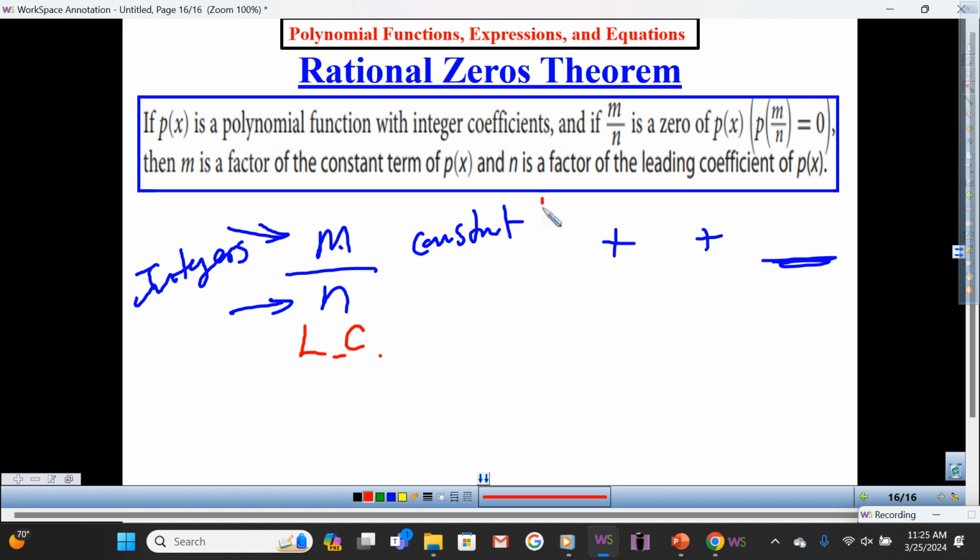Remind your neighbor what LC stands for. What does LC stand for? Very good. Leading coefficient. And what else does it say? It says that they're going to have all factors for those two. So for the sake of understanding, this is what I want you to do. I want you to write on your paper rational zeros. Write that down, please.